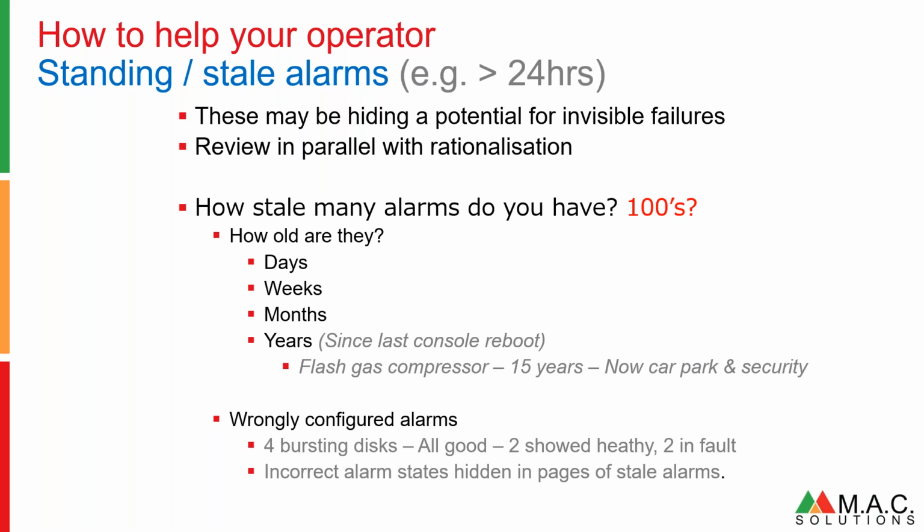What happens when the bursting disc actually ruptures? Because the input is inverted, the bursting disc alarm will clear silently. So one bursting disc ruptures, you've lost 50% of your protection and you don't know about it because it's wrongly configured. Everybody knows it's wrongly configured, but nobody does anything.